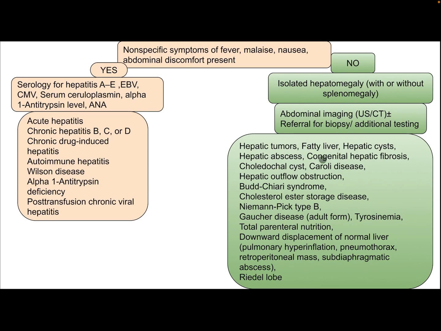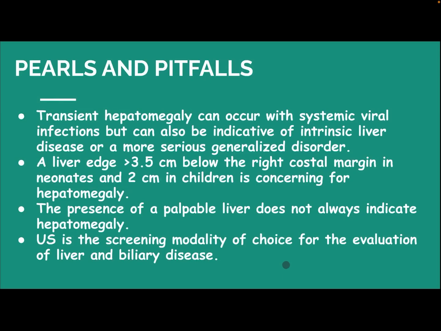Differential diagnosis: hepatic tumor, fatty liver, hepatic cyst, hepatic abscess, congenital hepatic fibrosis, choledochal cyst, Caroli disease, hepatic outflow obstruction, Budd-Chiari syndrome, cholesterol ester storage disease, Niemann-Pick type B, Gaucher disease, alpha-1 antitrypsin, tyrosinemia, total parenteral nutrition, downward displacement of normal liver like pulmonary hyperinflation, pneumothorax, retroperitoneal mass, subdiaphragmatic abscess, and renal tumor.